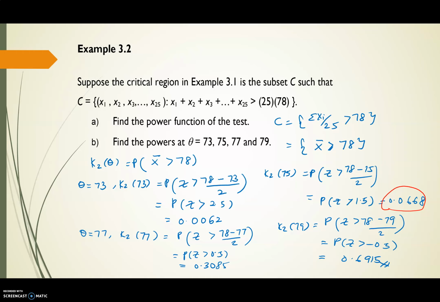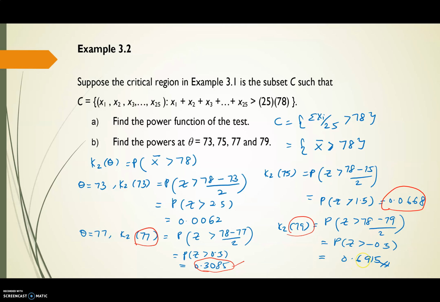if we refer to theta equals 77, or we can also use theta equals 79, theta equals 77 and theta equals 79 are cases where our H0 is false. Since our H0 is theta less than or equal to 75, our alternative is theta greater than 75. So the probability for 77 is 0.3085, which means rejecting H0 when H0 is false is just 0.3. While for theta equals 79, we only have 0.69.